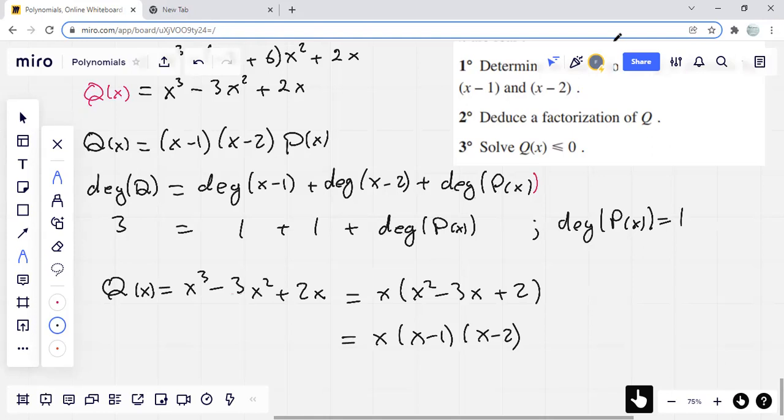Okay, why now are we sure that there is no polynomial a of x here, for example? Because we know that the degree is 3. This polynomial here, p of x, must be of degree 1, as we just calculated here. Okay, so what's missing is only this monomial x.